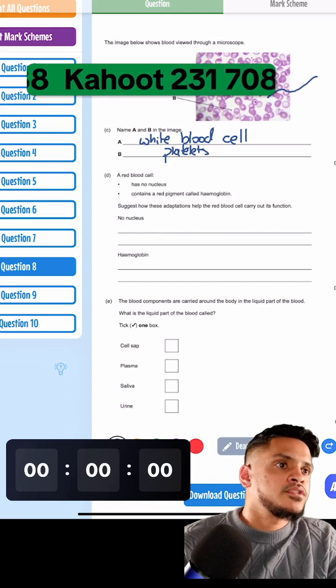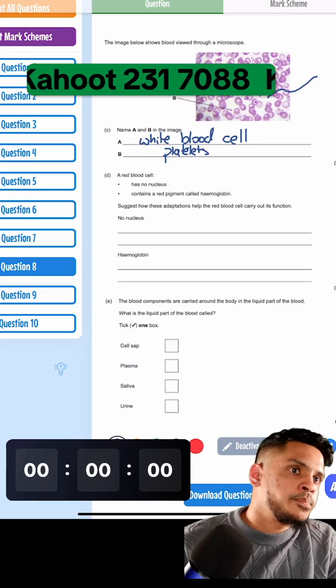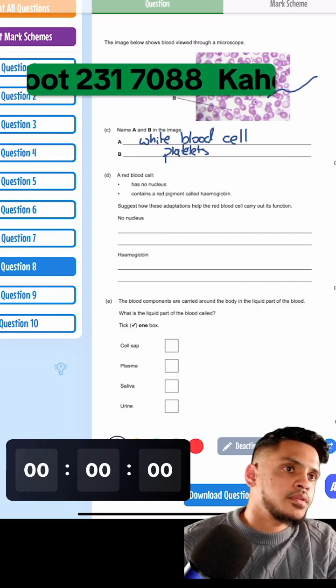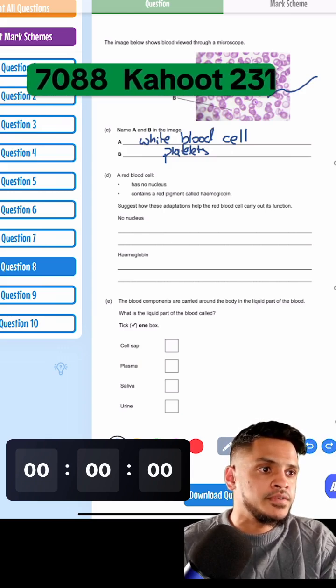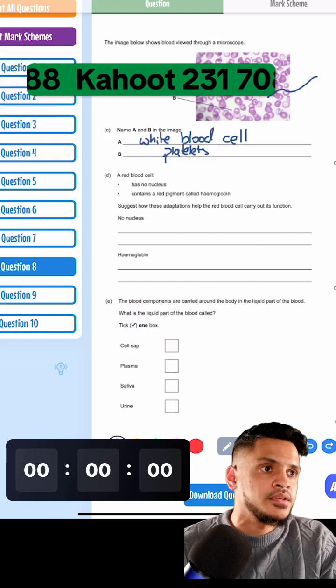So after this quiz, we're going to go through some questions on covalent bonding. So stay behind after if you want to go through some exam questions on that.